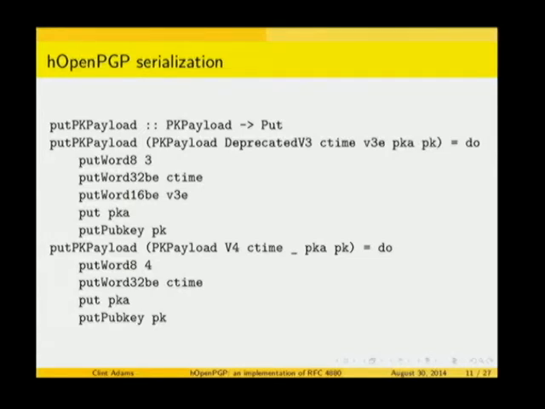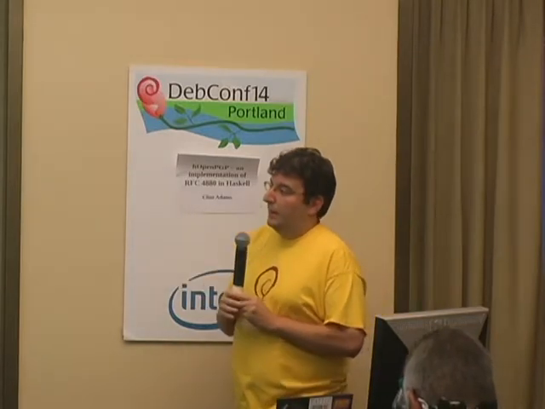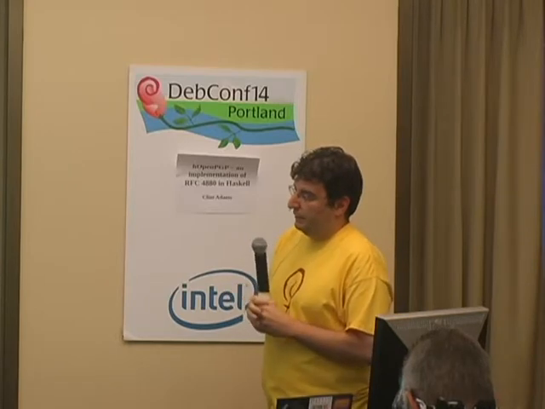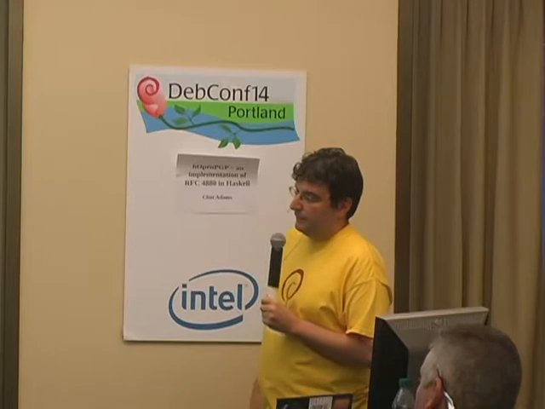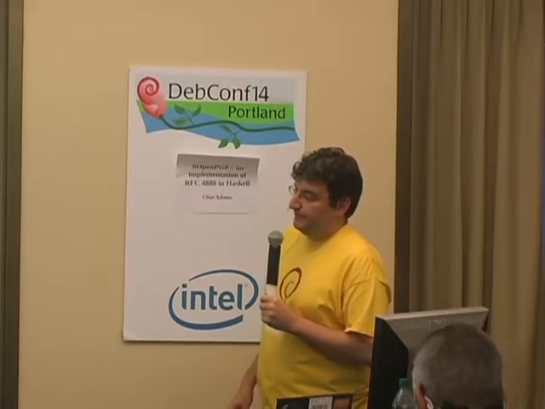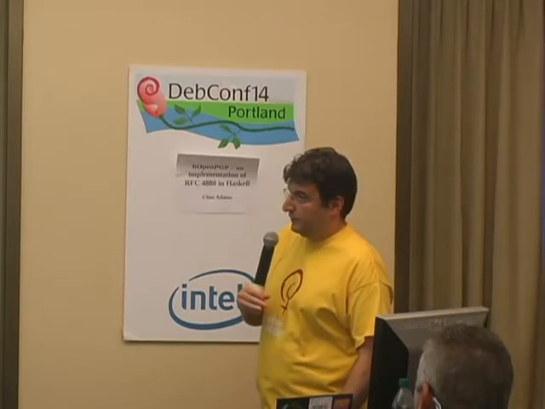It outputs the octet 3 to show that it's a V3 key, and then it has a big endian creation time and the V3 expiration and the public key algorithm and the public key itself. And the reason we put PKA instead of a more specialized function is that there's a put instance for public key algorithms already. And so we can just use that. And on the bottom, it's a V4 key, and we're just throwing away the V3 expiration field because it's not relevant.